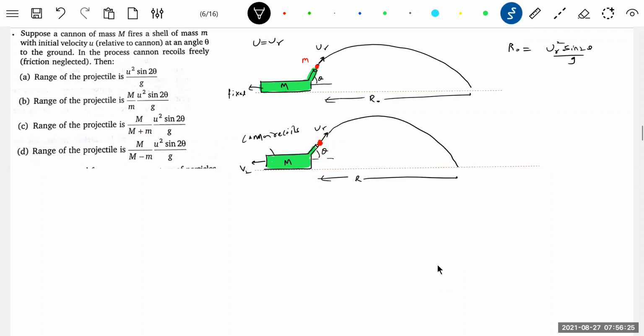So what velocity of the shell is needed? The shell will have a horizontal velocity v1x and a vertical velocity v1y. So how do we write the equations here? Applying conservation of linear momentum, the net force on the system along the x-axis is 0, so initial momentum equals final momentum. Initial momentum is 0, since it was at rest when we fired the shell. Final momentum is m v1x minus M v2, where v2 is the recoil speed of the cannon.